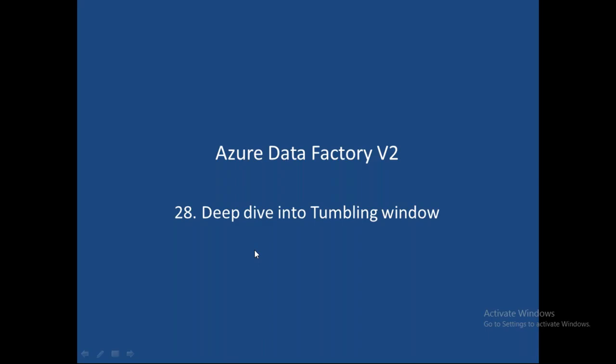Today we are going to talk about another type of trigger, that is the tumbling window trigger. What is a tumbling window trigger? If you want to load historical data, from 2010 to today, the last 10 years of data, into your cloud, and you have that data on-premises, then you need to use the tumbling window to schedule these pipelines.